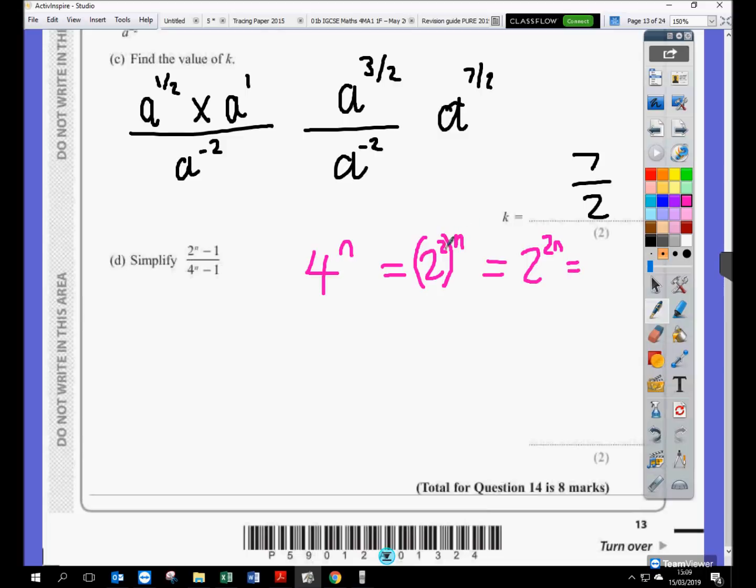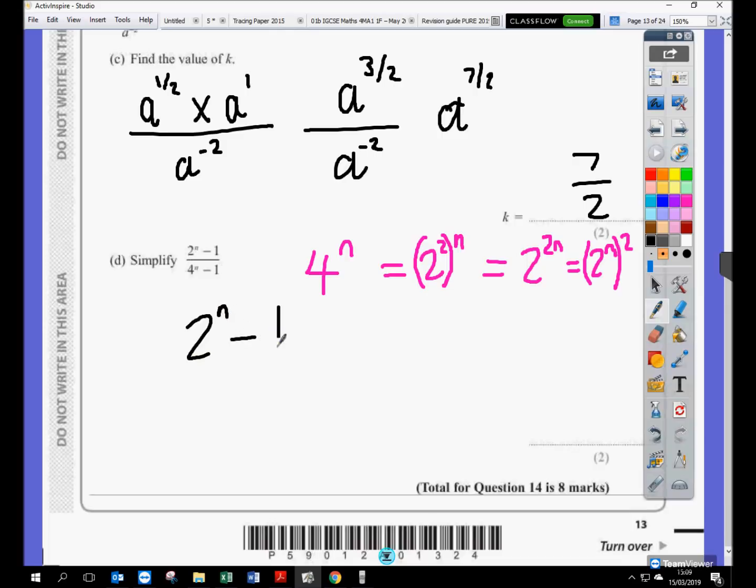And because multiplication is commutative, it doesn't matter which order that you do it in. You could also write this as 2 to the power of n squared, because when you have a bracket to a power, you times the powers. n times 2 is 2n. So all of these terms are equal to each other.